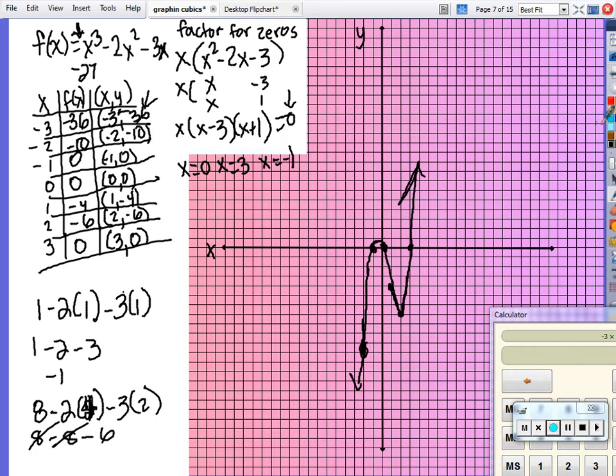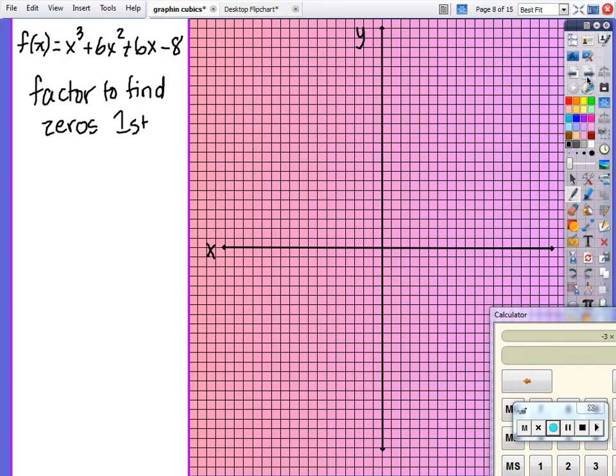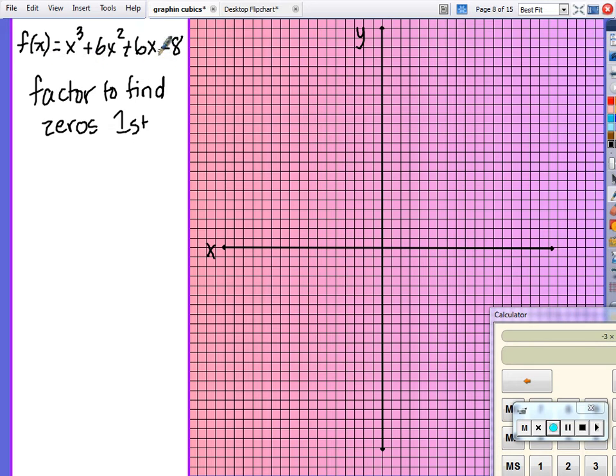Okay. All right, and last one, the grand finale, is this one. This is what we've been practicing. This is the kind that'll be on the test, the big benchmark test. So first we have to factor these out. So we're going to find our factors of 8. So we got positive negative 1, positive negative 2, positive negative 4, and positive negative 8.